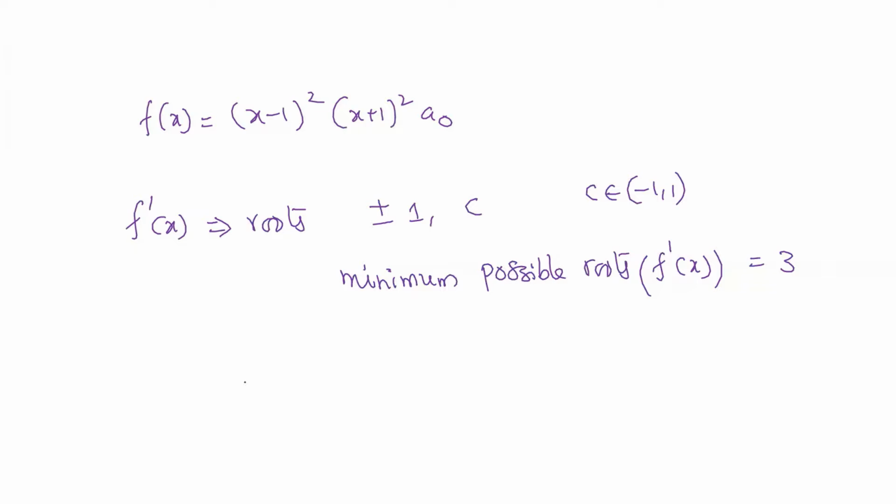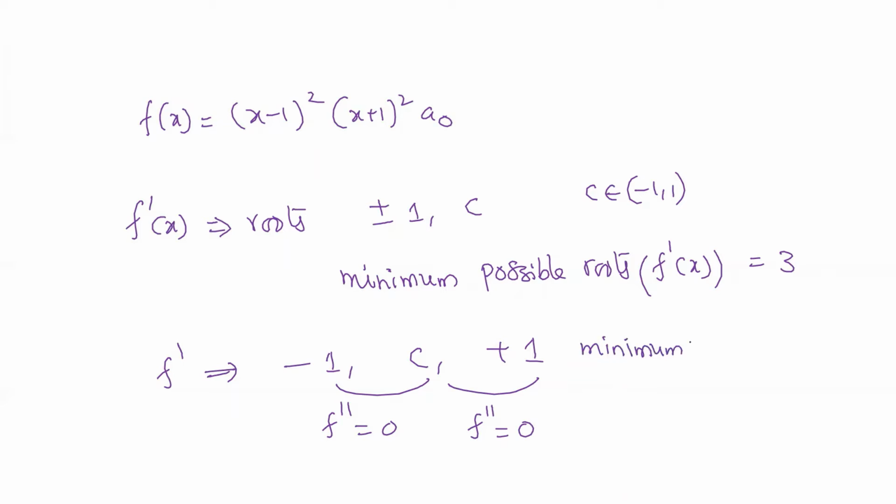So now, again, using Rolle's theorem, between any two roots of f dash, there should be at least one root of f double dash. So we have the roots of f dash as minus 1, and of course, c is between minus 1 and plus 1. So between these two values, f dash is going to become 0 at least once. And also here, f dash is going to become 0 at least once, using the same Rolle's theorem again. So what is the minimum possible number of roots of f double dash of x? That is going to be equal to 2.